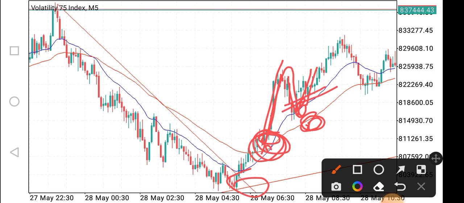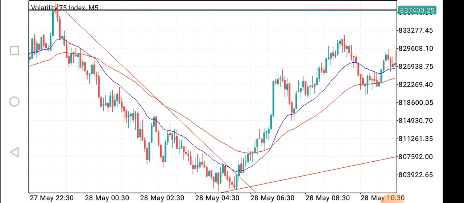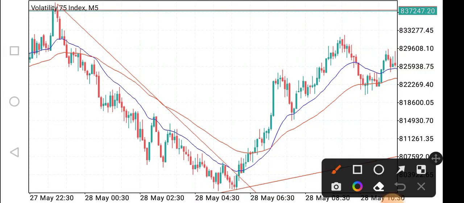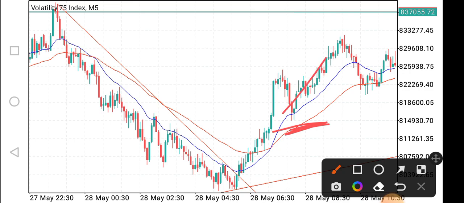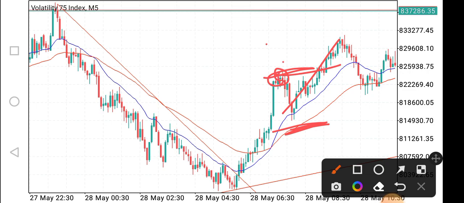Then you place your stop loss here. Then you take your entry. Then you calculate it, because here's a resistance. You know that this is capping now. Once it goes above, you can now place your TP somewhere here.